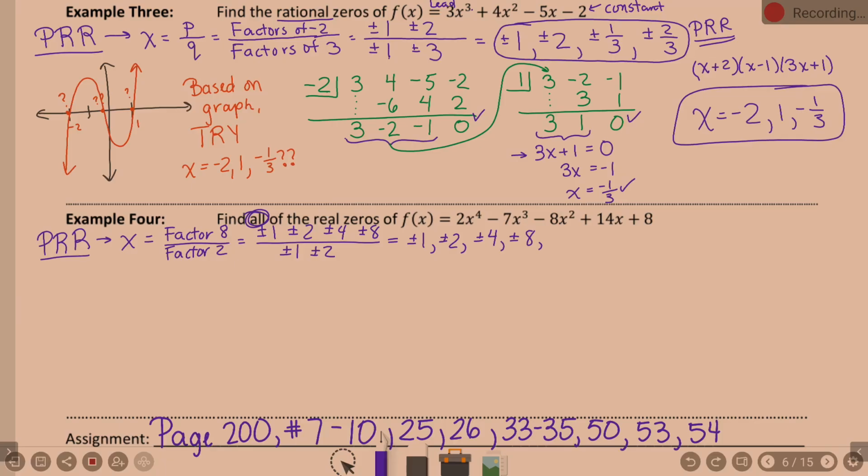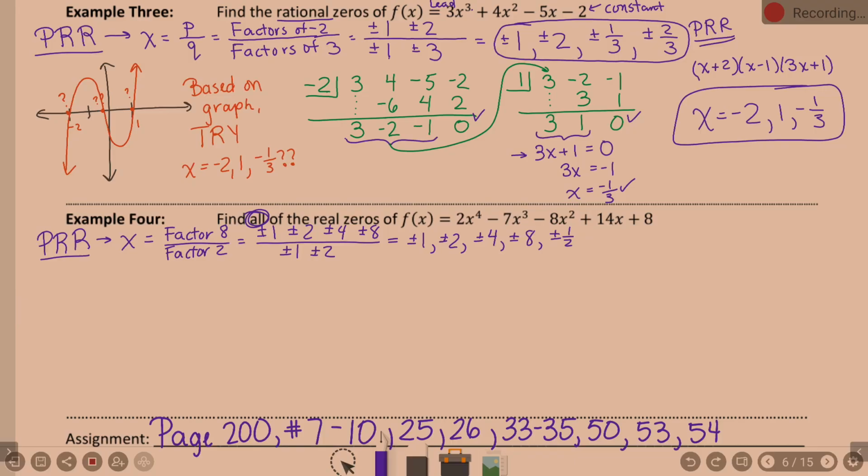Plus or minus 1/2. 2 over 2, plus or minus 1. Plus or minus 1, we already got it. Don't write again. 4 over 2 is 2. Already got it. Plus or minus 2, we already got it. 8 over 2, already got it. Plus or minus 4, we already got it.